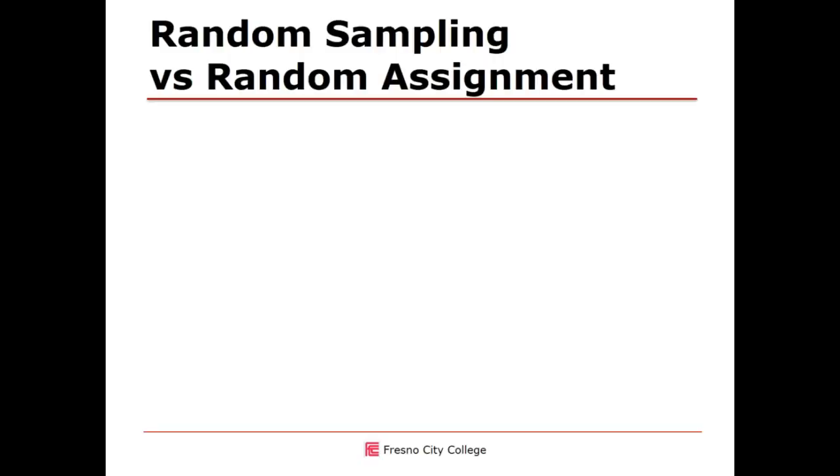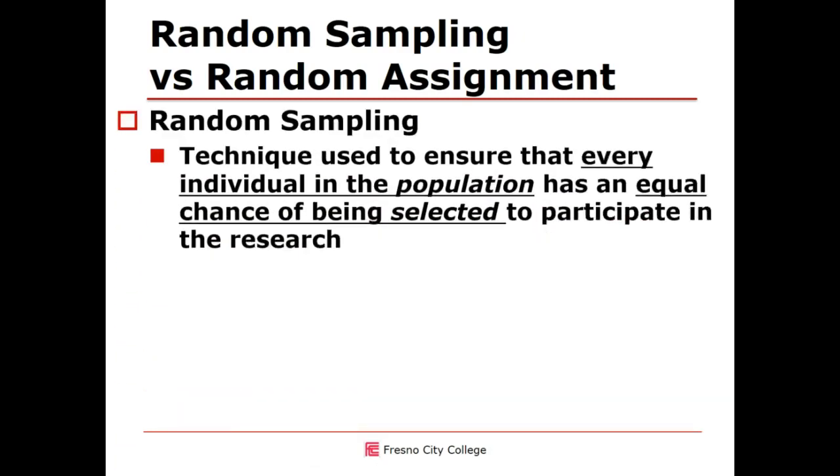Okay, so we have taken quite a bit of time to discuss not just random sampling, but also other concepts related to sampling. Now it's time to finally get to the difference between random sampling and random assignment. Random sampling refers to a technique used to ensure that every individual in the population has an equal chance of being selected to participate in the research.